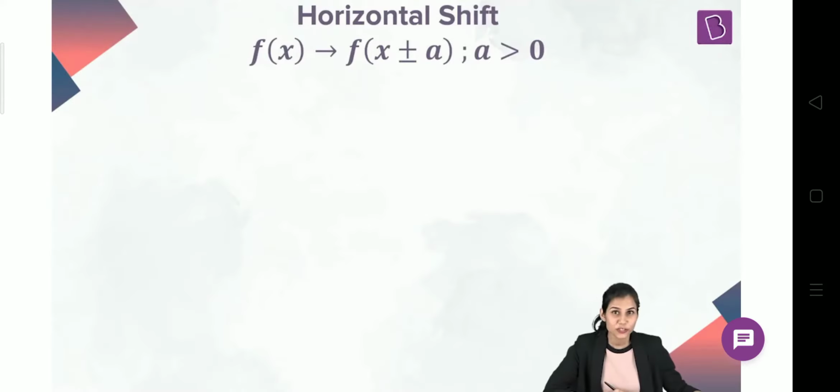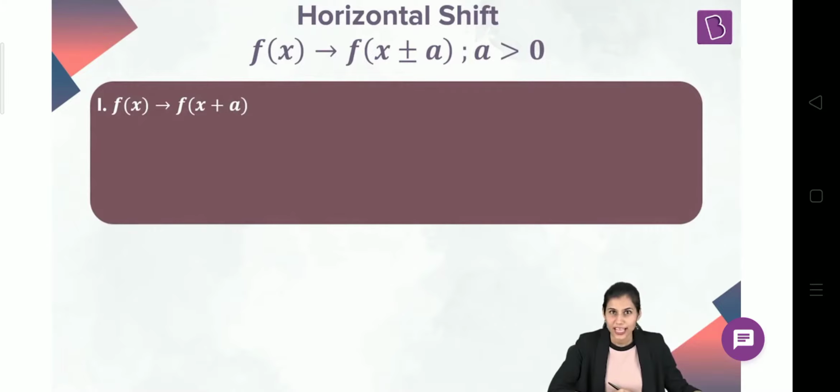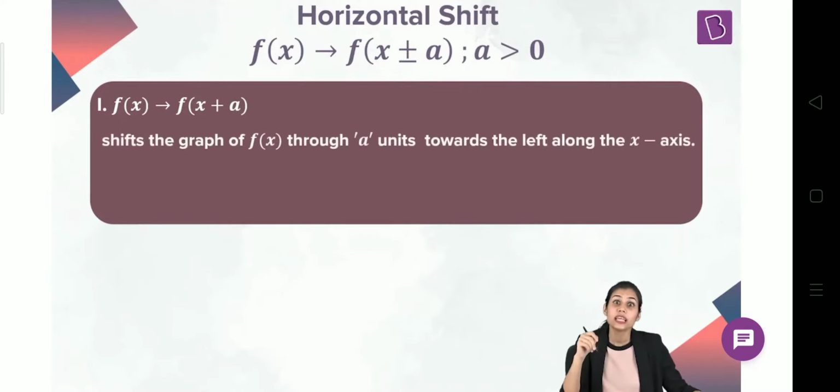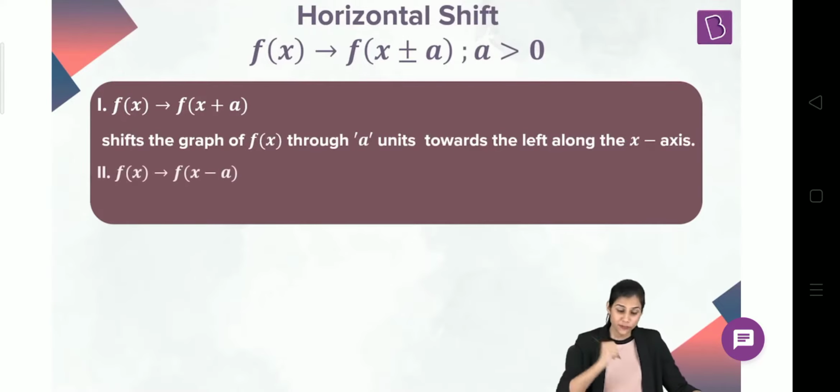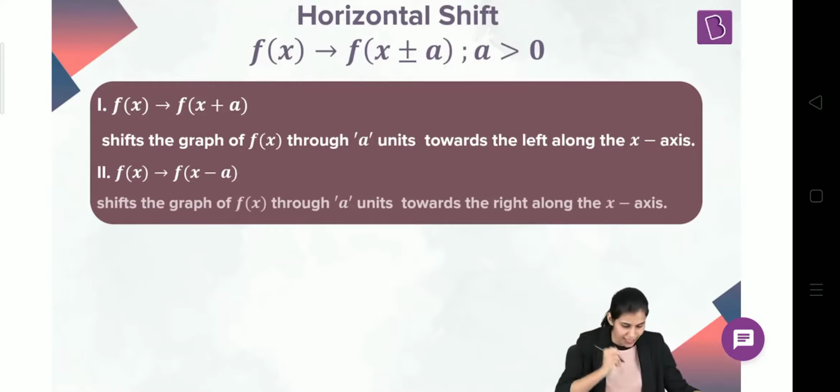In fact, the good news is that this is not just confined to sine x. In fact, this is valid for any function f. If you take the graph of f and you shift it to the left along the x-axis by a units, you will end up getting the graph of f of x plus a. Similarly, if you take the graph of f and you shift it to the right along the x-axis by a units, you will end up getting the graph of f of x minus a.